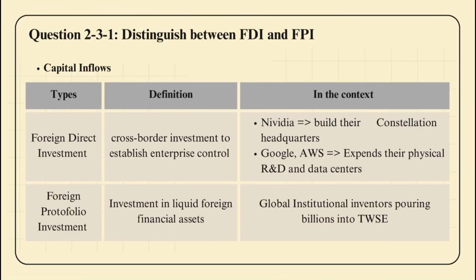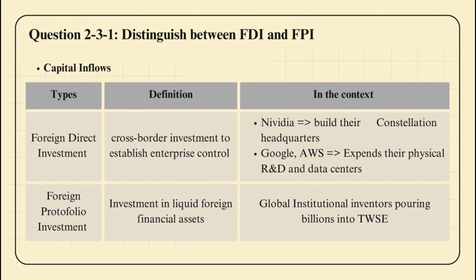Alright, before we take a look at the first part of the next question, let's take a look at the two different types of investment that happen in Taiwan. Firstly is foreign direct investment, FDI. FDI is the cross-border long-term investment made to establish a lasting presence and physical control over the business. Like NVIDIA, they build their Constellation R&D center, and on the other hand, Google and Amazon are expanding the data center here.